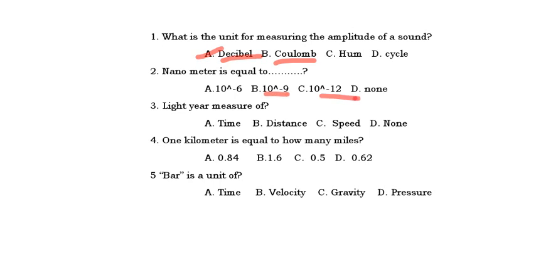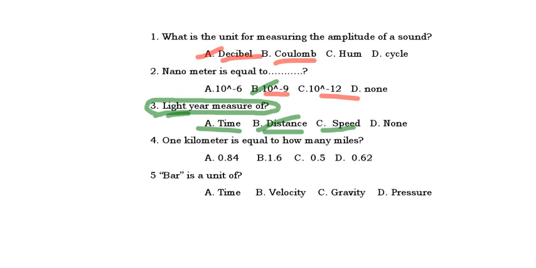Minus 9. The light year is a measure of what? Don't think it is velocity or speed or time. The answer for the third question is distance. Do you know the meaning of the light year? The time light takes to complete one revolution around the earth comes as a light year. That is the answer. Light year is a measure of distance.